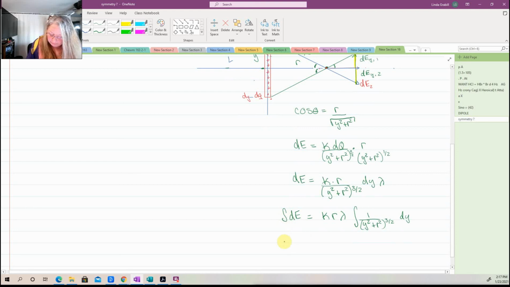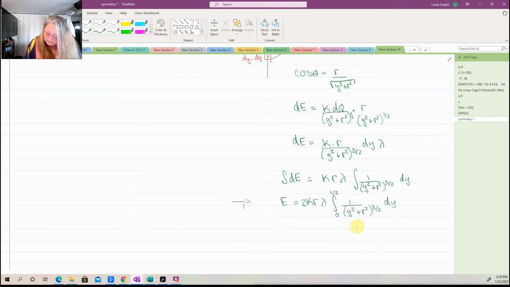So now let's see. The integral of dE, well, that's just going to give me E. It's going to equal k r. Let's bring out our 2kr lambda, multiplying by 2 because I'm just cutting it in half to make life easier. I'm going to go from 0 to L over 2 of 1 over (y squared plus r squared) to the 3/2 dy. This integral, you pull up in an integral table. That's not something I'd expect you to be able to do right now. So you just get a table of integrals, and that comes out to, I've got to try to remember.